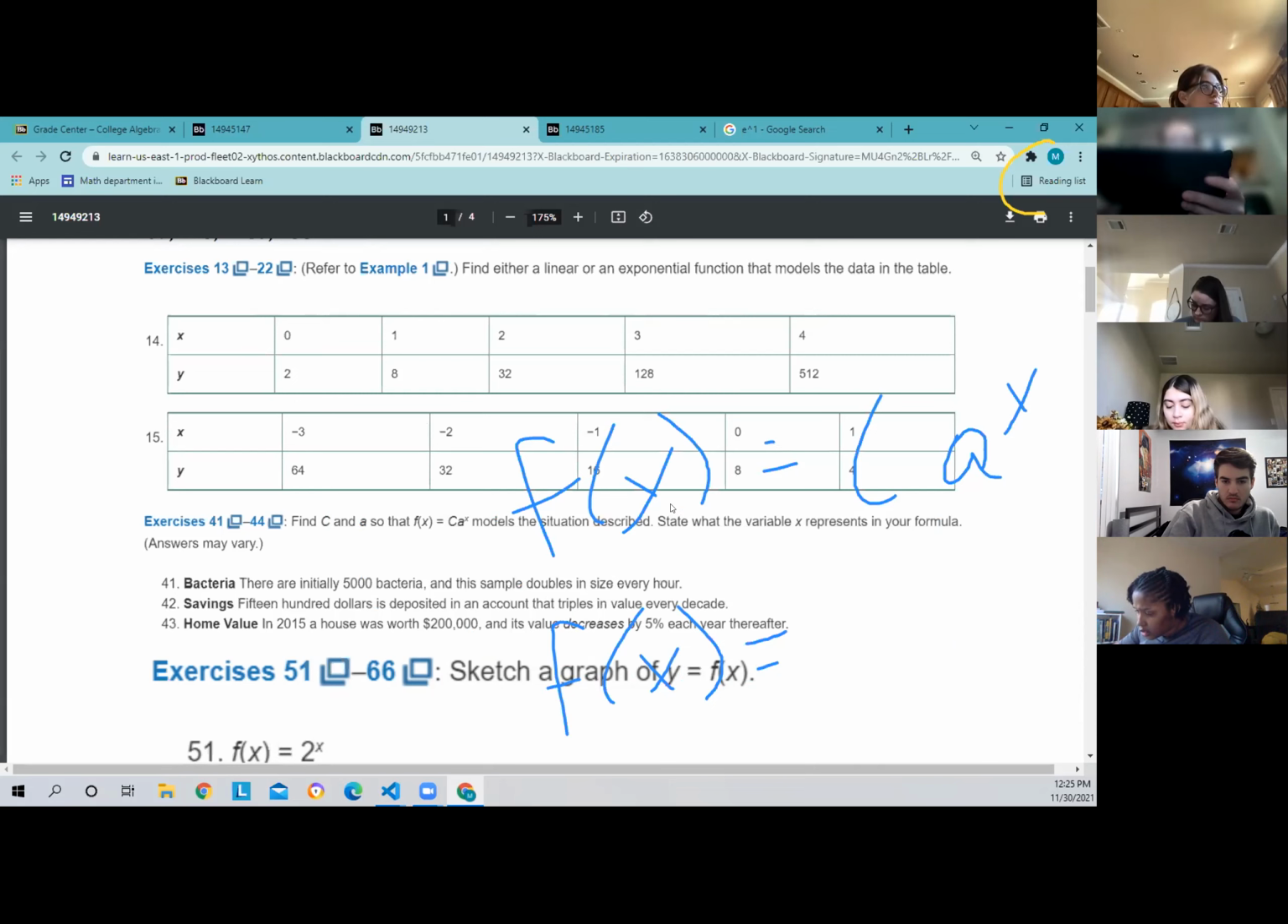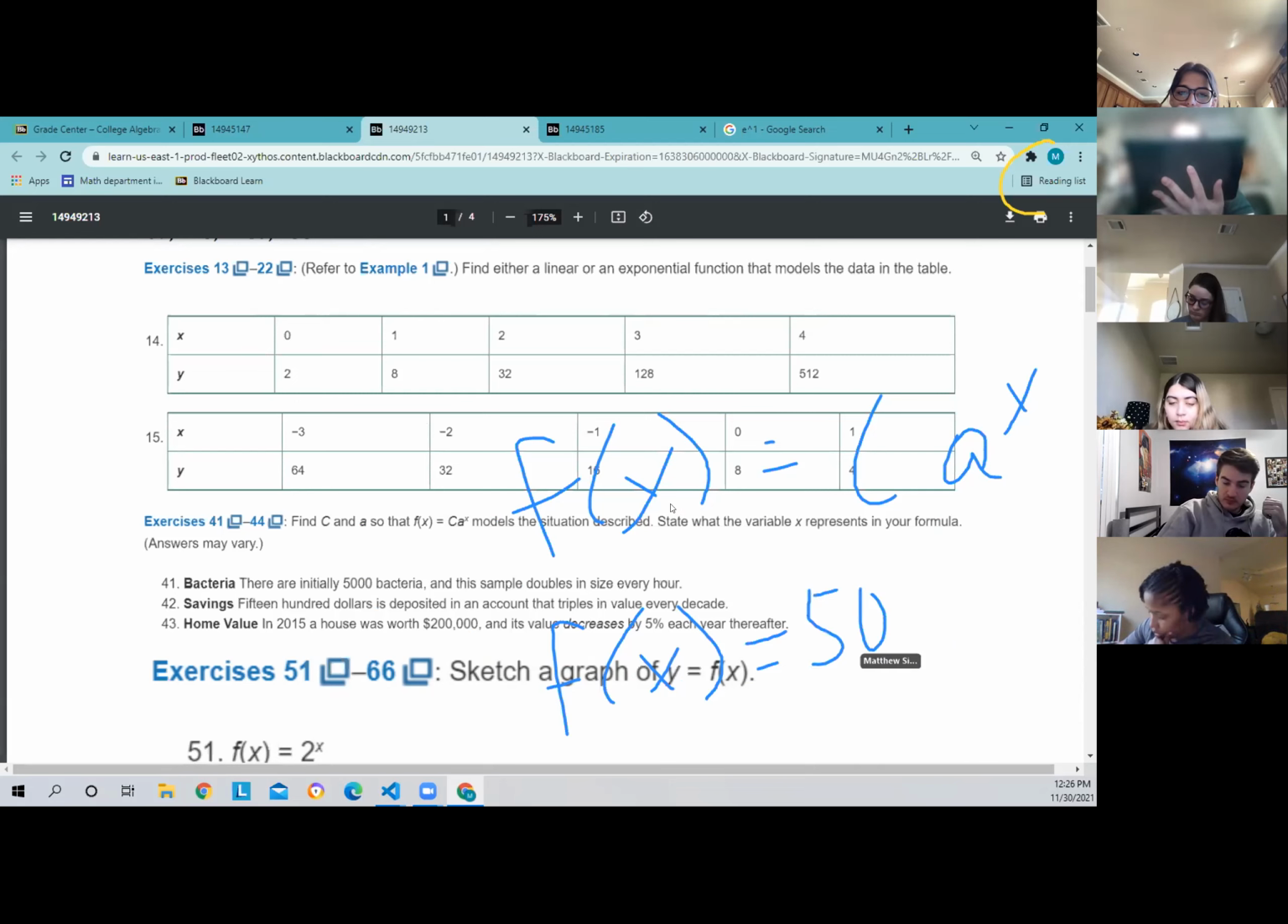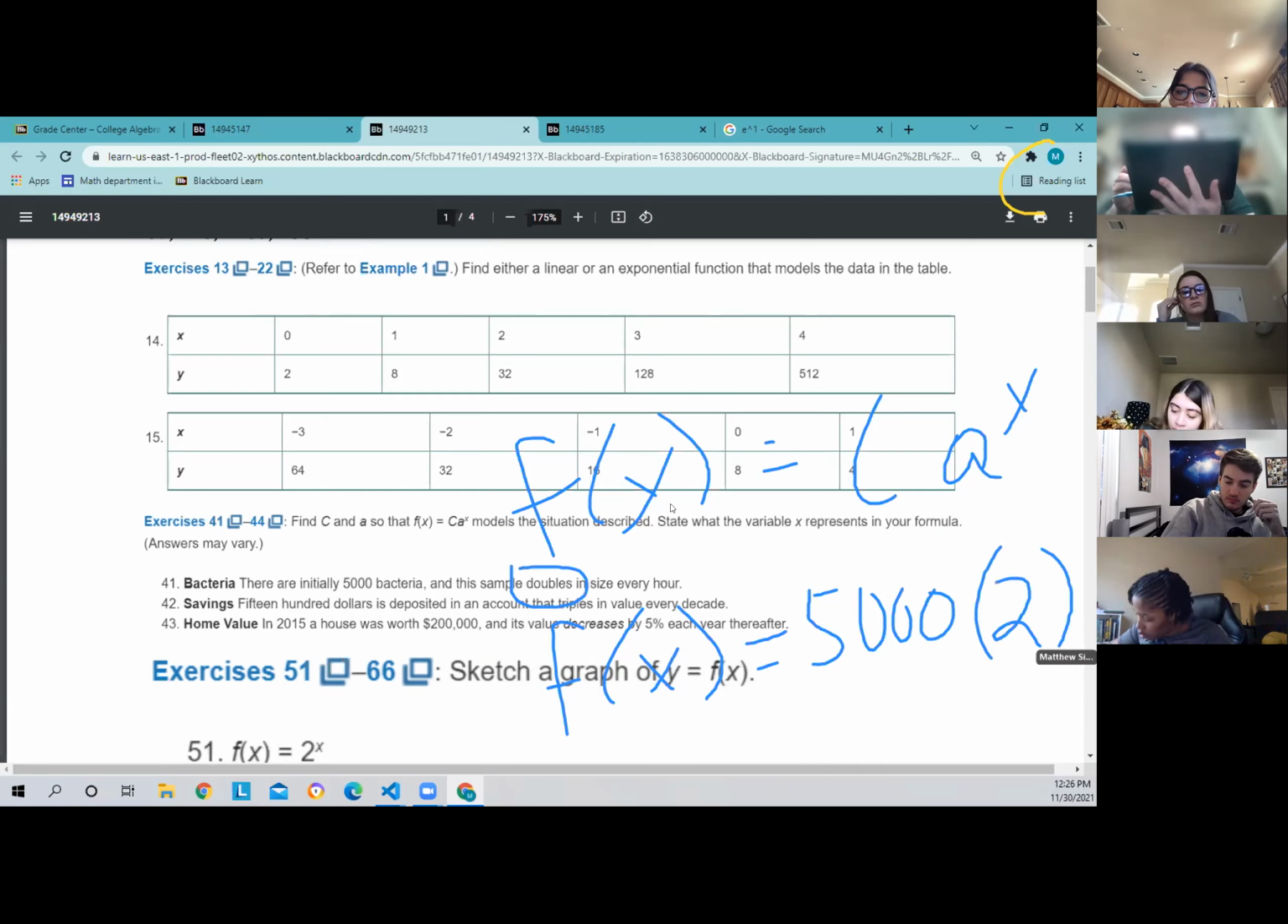So if I read this, there are initially 5,000 bacteria, and the sample doubles in size every hour. So what is my c value? I think it's 5,000 bacteria. It's the 5,000 bacteria we're starting out with. What is my a value? How much does this change? Oh, it doubles. That'd be 2. So yeah, my base is 2 to the x.